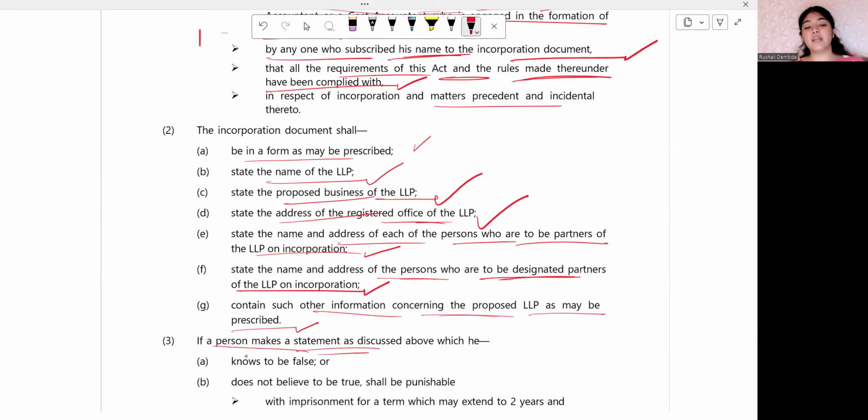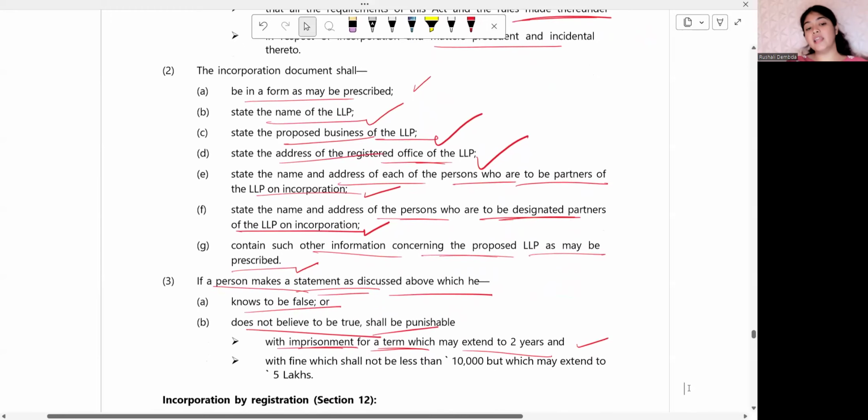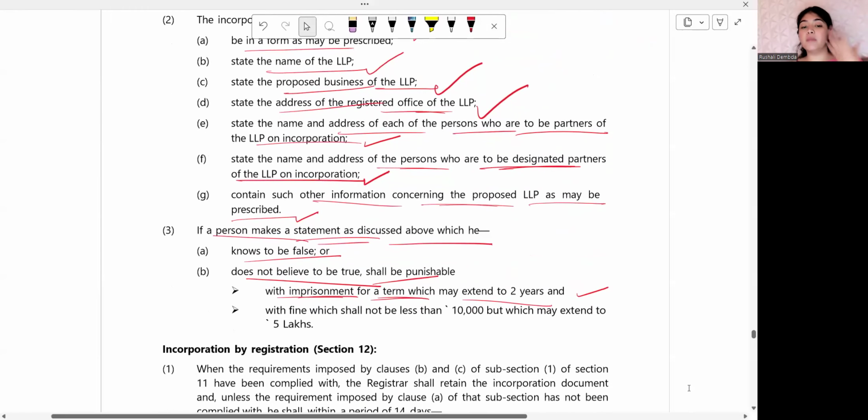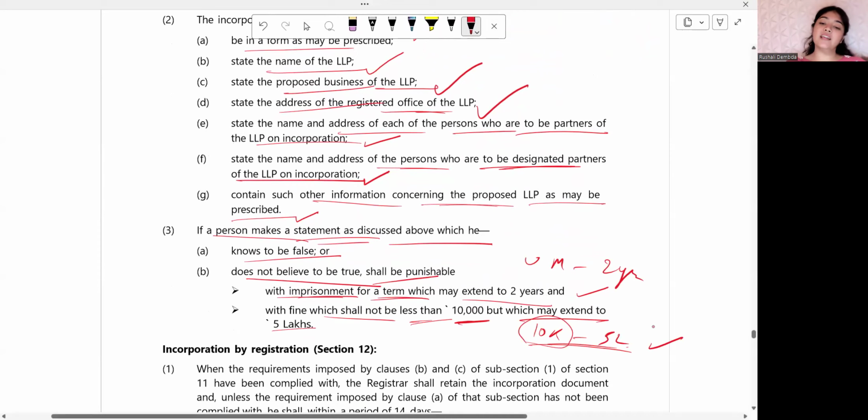If a person makes a statement as discussed above, which he knows to be false or does not believe to be true, he shall be punishable with imprisonment for a term which may extend to 2 years. So, if any of the information you are providing here is false, you may be punishable with imprisonment which may extend to 2 years, so from 0 months to 2 years, and with a fine which shall not be less than 10,000 but which may extend to 5 lakh. So a fine will be there from 10,000 to 5 lakh rupees. Any amount can be there. Minimum is 10,000 fine. Is this clear to you?